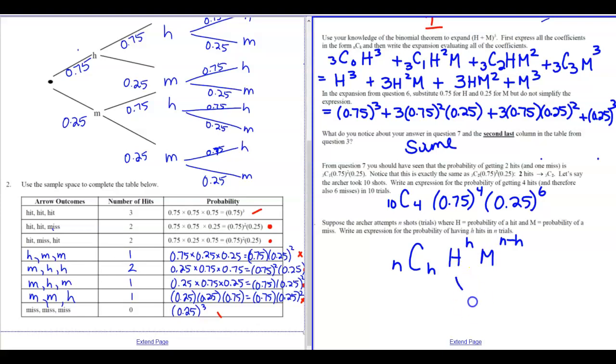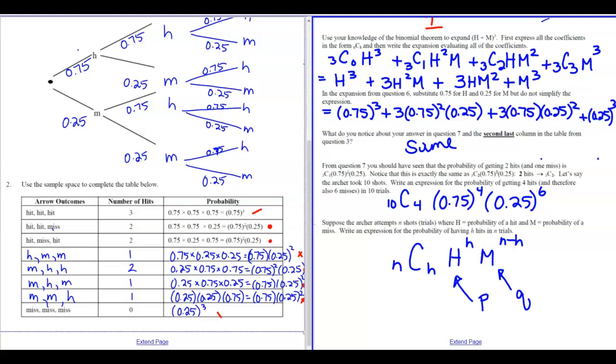Sometimes capital H is just lowercase p for probability, and the complement of that, not a miss, is q. So just be aware, sometimes those values are used.